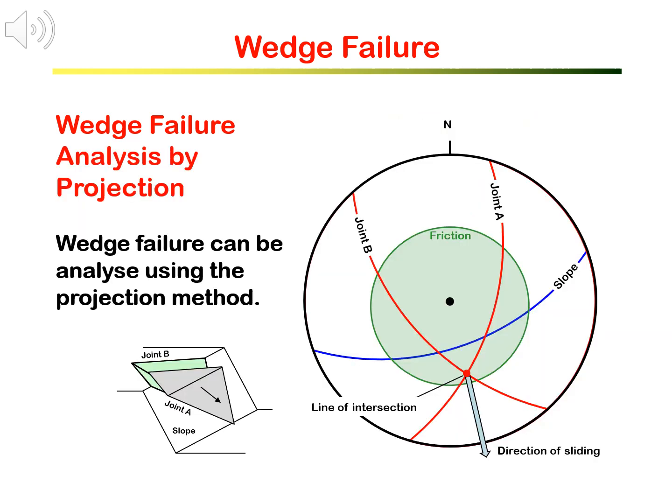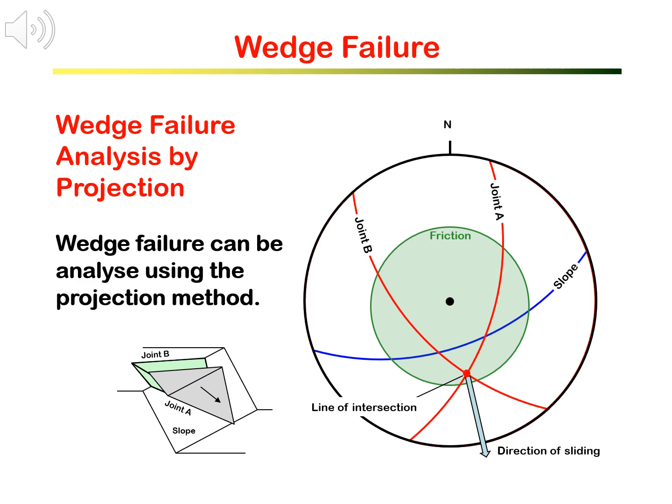Wedge failure can also be analyzed by the projection method. It is of course more complicated than plane failure, as it involves 2 intersecting joint planes and the slope plane. This is why on a projection you see 3 curves, each representing a plane. The blue is the slope plane, and the 2 reds are joint A and joint B. The red dot represents the line of intersection of the 2 joint planes.